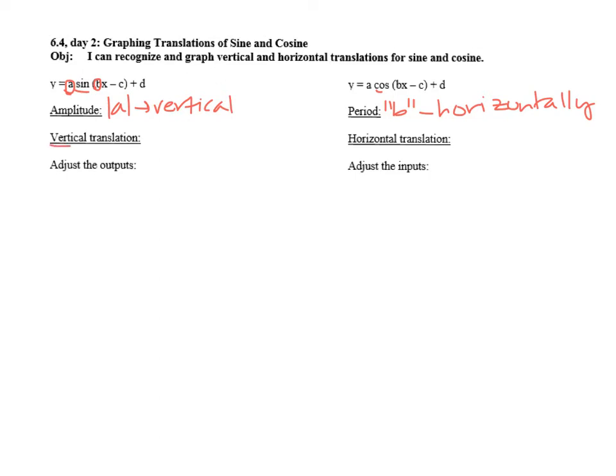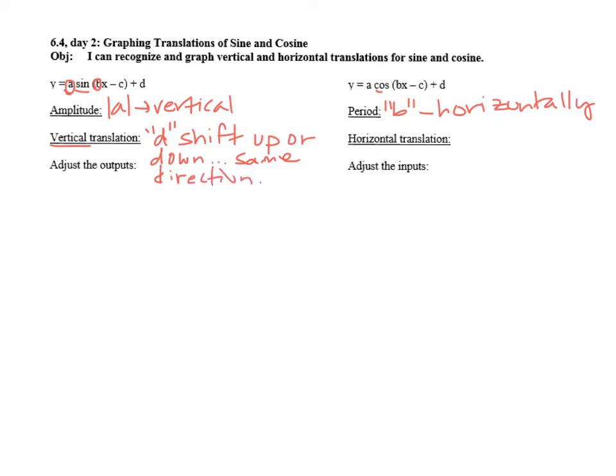A vertical translation is going to be anything that's added or subtracted after the trig function. In our two equations, the d value is going to represent the vertical translation. And what that will do is just shift everything up or down. And it'll do that in the same direction. So if it's positive, it'll move it up. If it's negative, it'll move it down. That's its direction.